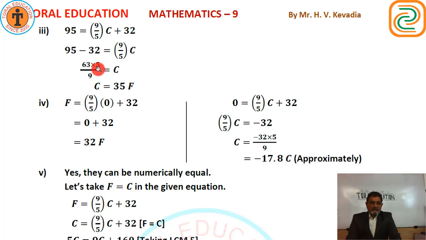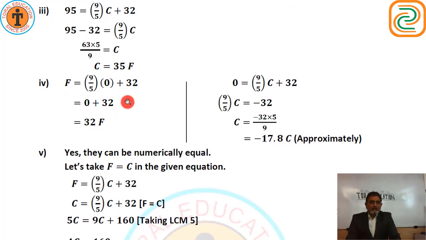63 into 5 upon 9. So 9 7s are 63, it will be cut off. 7 5s are 35. So C equals 35 degree Celsius. Here it will be Celsius, not Fahrenheit. Fourth number, if the temperature is 0 degree Celsius, what is the temperature in Fahrenheit?